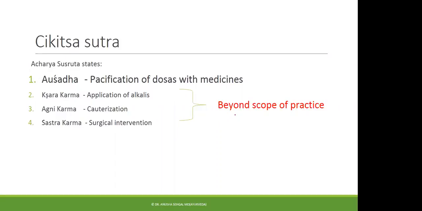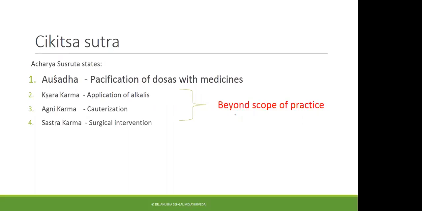Okay? Then this is, again, just for your knowledge. As you can see here, Kshara Karma, Agni Karma, which is cauterization, and Shastra Karma. Shastra means surgical instrument, and karma means the actual procedure. So a procedure using a surgical instrument is a surgical procedure. All of these latter three are, of course, beyond our scope of practice here in the US. However, I wanted to let you know, for your knowledge, that these other procedures are out there.